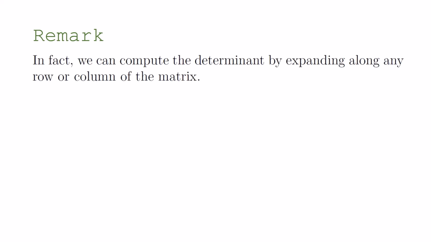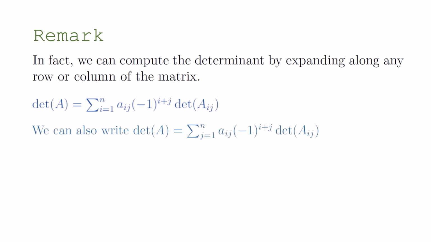Now it turns out that in fact we can compute the determinant by expanding along any row or column of the matrix. So previously the formula of the determinant that I put up involved indexing over i. But actually we can also index over j. So basically this would correspond to going through each of the entries in the ith row of the matrix.